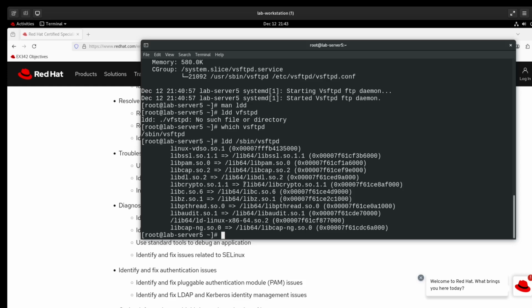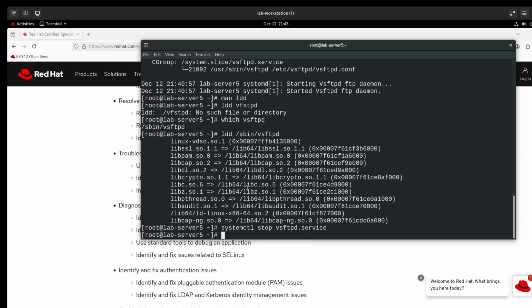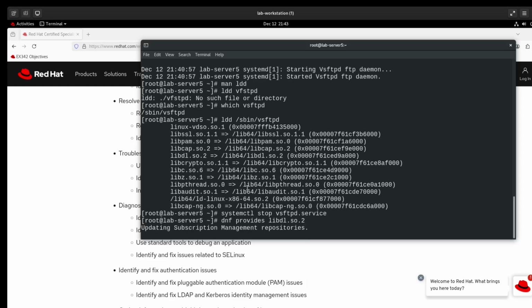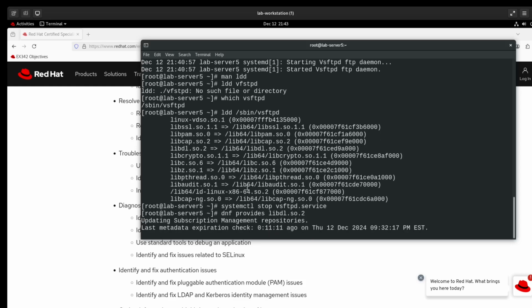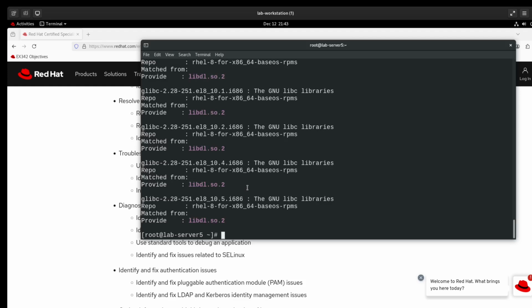Or let's say that was missing, that libdl. So I'm going to stop ctl, stop vsftpd, and let's do a DNF. Can't remember the exact difference between provides and whatprovides. I think I tend to do whatprovides more than provides. Oh, it's glibc.